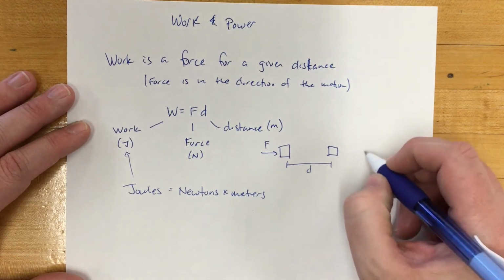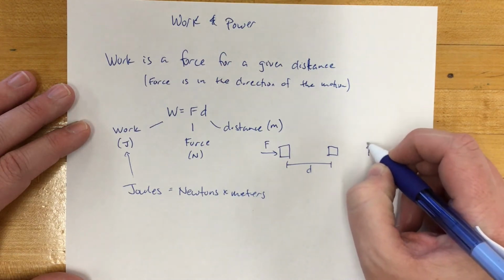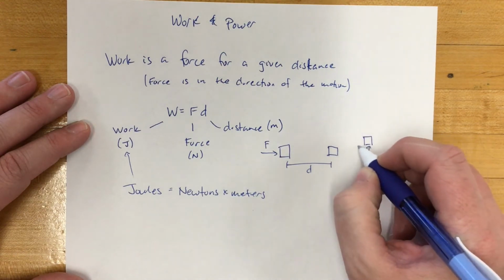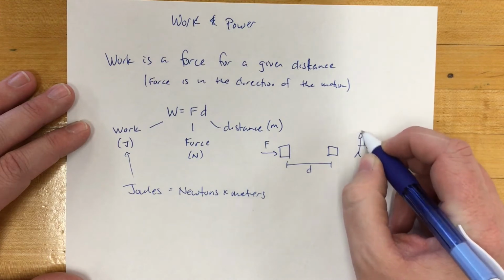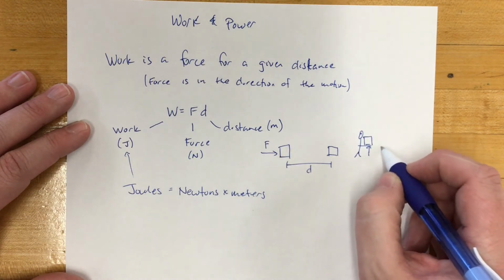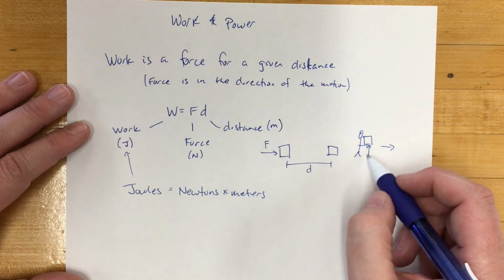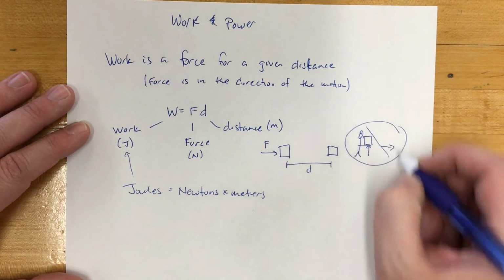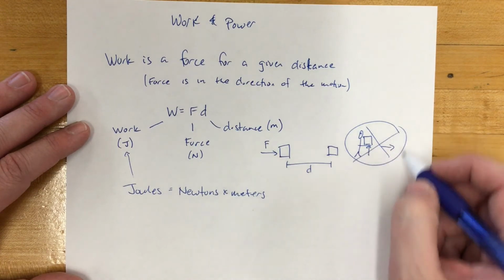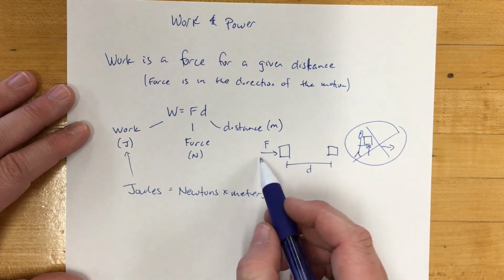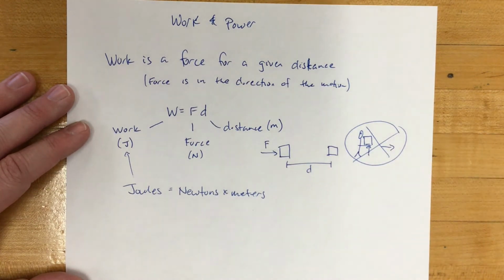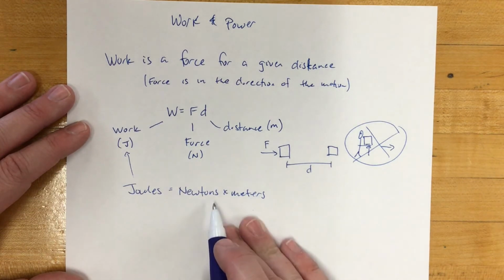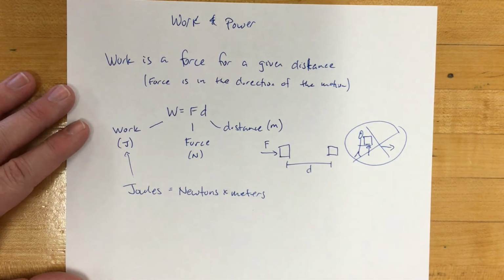However, let's say I pick that box up and I'm pushing up on the box with my arms so I can carry it, and I'm holding that box up while I'm moving that way. The force is not in the direction of the motion, and so there'd be no work being done here. The only time you have work is when the force is in the direction of the motion. And work is measured in joules, which is newtons times meters.